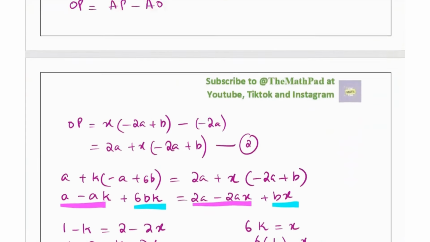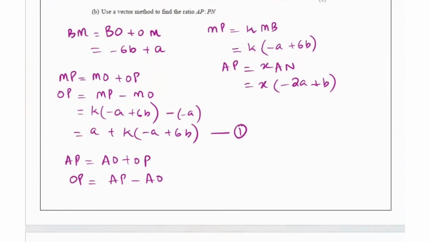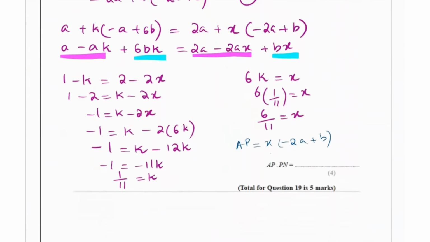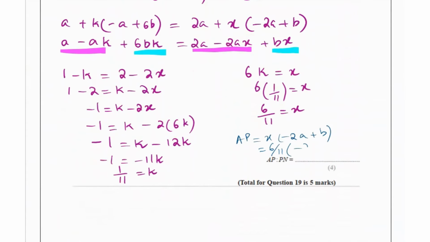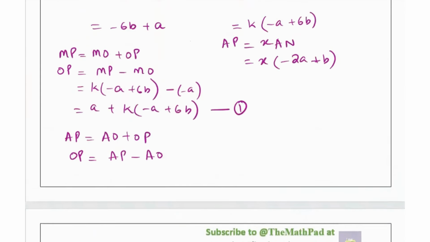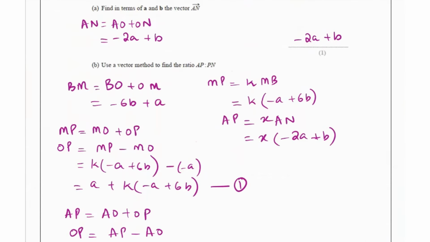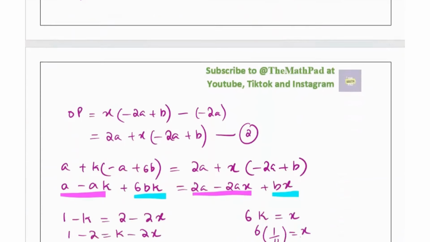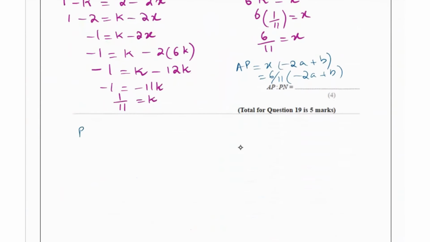So if we go back to our vectors, AP is X times negative 2A plus B. Let me just check again. Yeah. So we just replace X with its value, which is 6 over 11. So if AP is 6 out of 11, then your PN is going to be 5 out of 11. And we can also confirm that by subtracting. So PN is going to be AN minus AP. So AN was negative 2A plus B, and AP is 6 over 11 times negative 2A plus B.